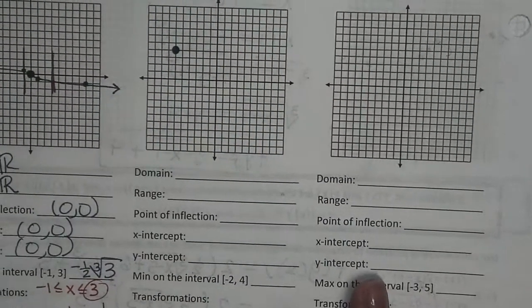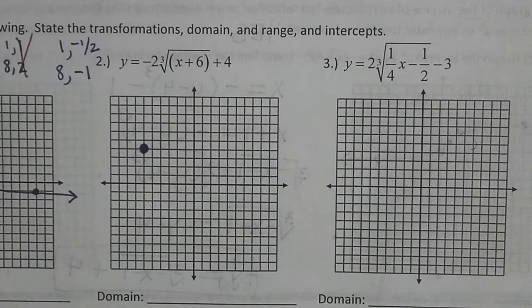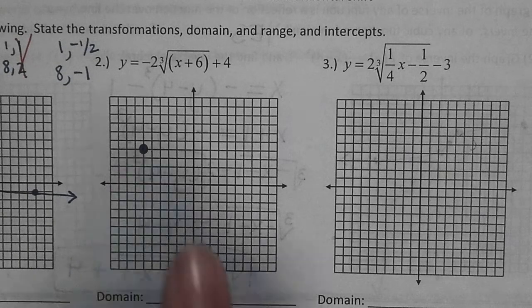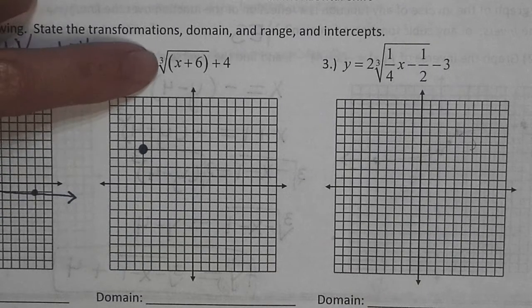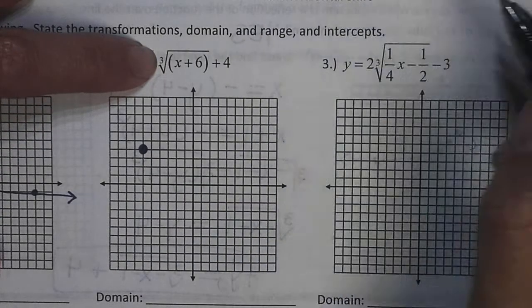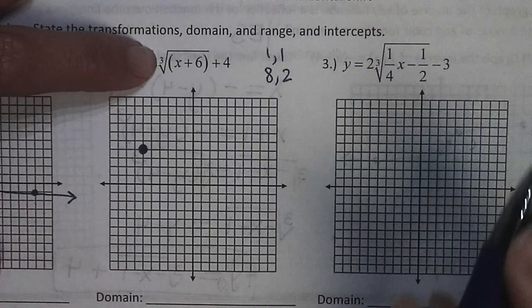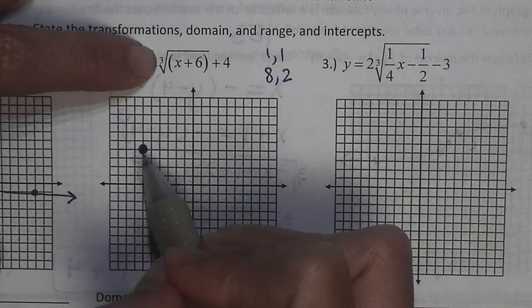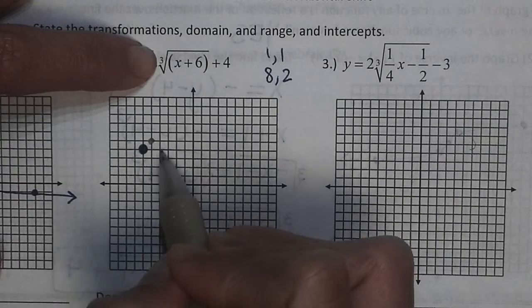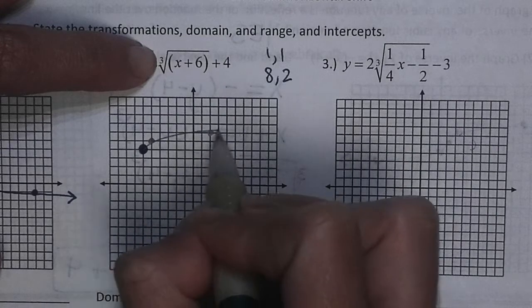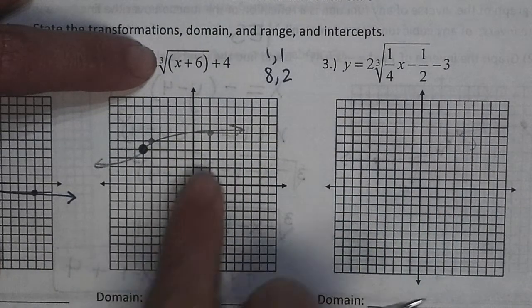It is -6, 4. And remember, what I do is pretend that that's my 0, 0, like I pretend that that's the origin. If there were no stretches or shrinks, if you were just doing the parent, it would be 1, 1 and 8, 2, because that's what the parent looks like. You would go to the right 1, up 1, and to the right 8, up 2. That would be the parent.